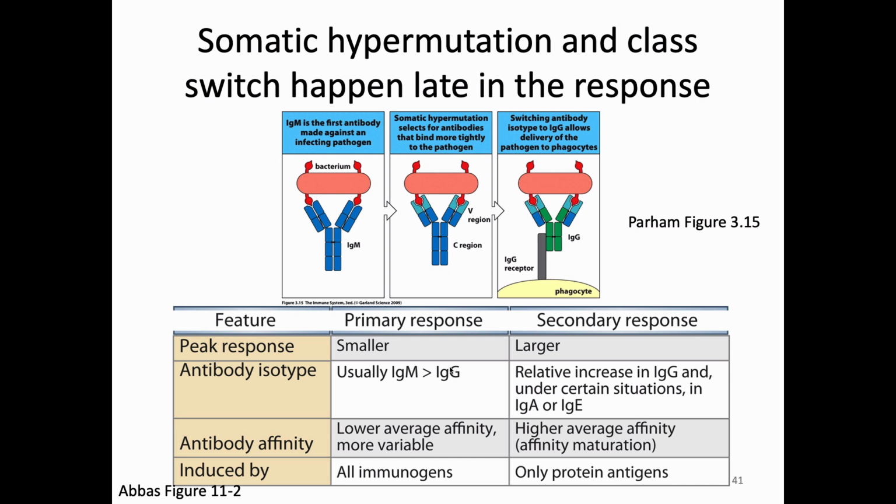However, just in general, somatic hypermutation and class switch both happen pretty late in a response. They are both things that are generally seen in a secondary response. So later in a response, we tend to see more IgGs. We tend to see higher affinity because affinity maturation has happened. And so we really are only going to see these things late in our response.